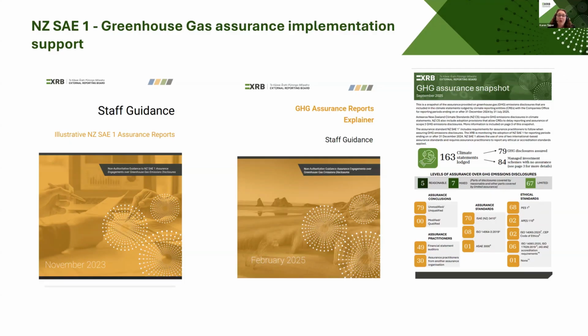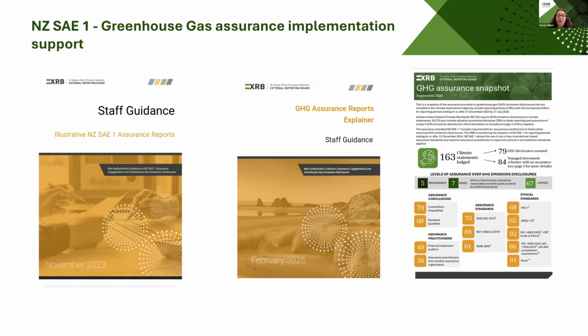163 climate statements were lodged by the end of July 2025. And as part of the snapshot, we are looking at what standards are being used to do the assurance. So 70 of the 79 reports that had assurance were done under ISAE NZ 3410.